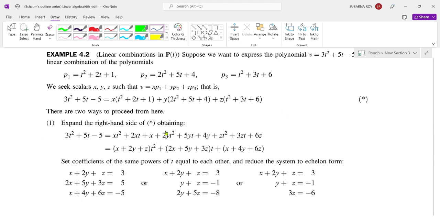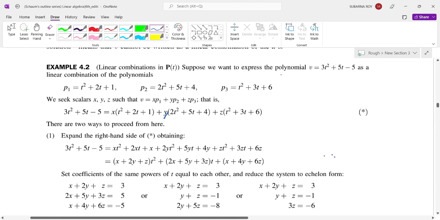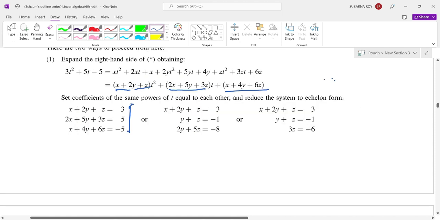This is also an example. Suppose we want to express this polynomial V as a linear combination of the polynomials P1, P2 and P3. So simply we write V equal to x into P1 plus y into P2 plus z into P3, and then expand the right hand side. Collect the coefficient of t squared, the coefficient of t and the coefficient of t to the power 0, that is the constant term. From this we get 3, plus 5 and minus 5. So by solving this we get x, y, z.